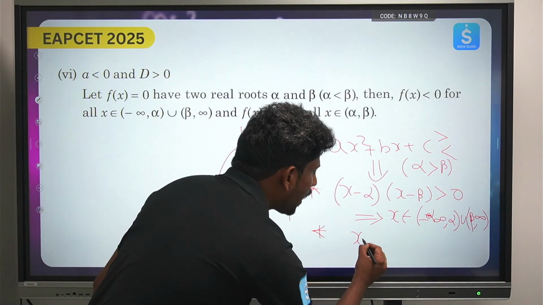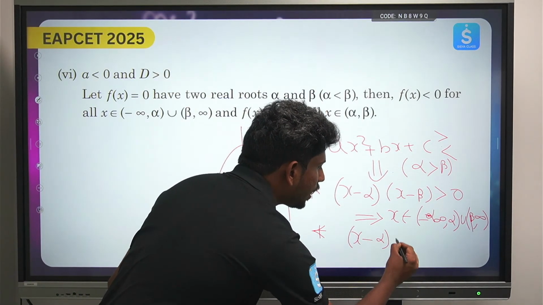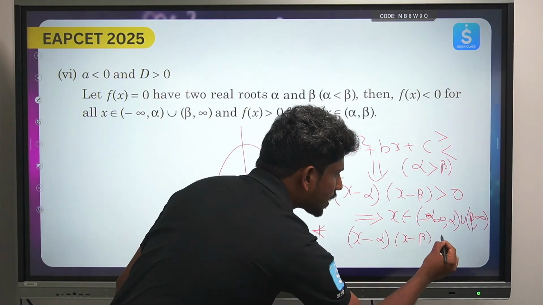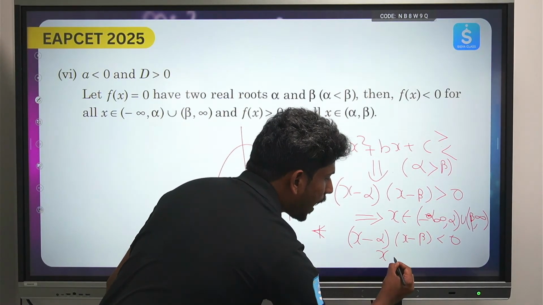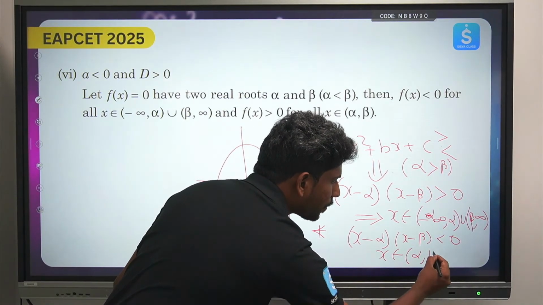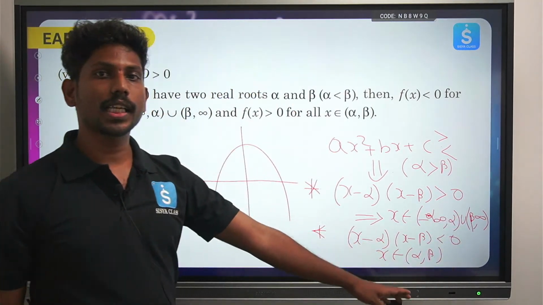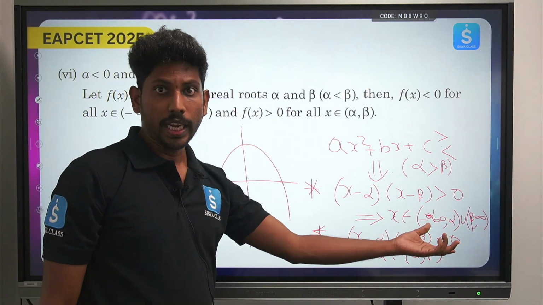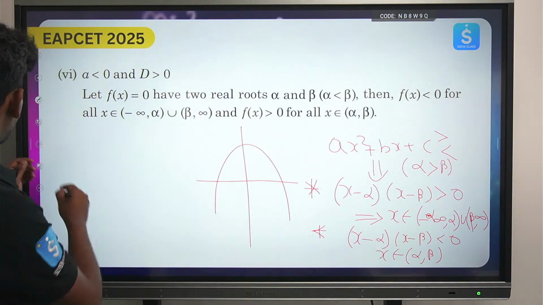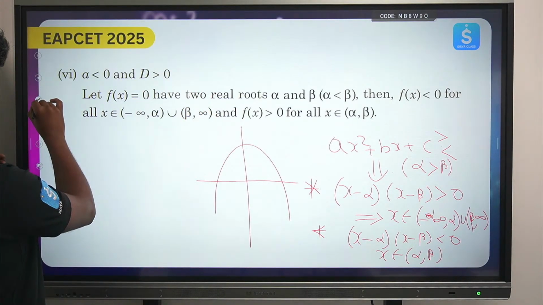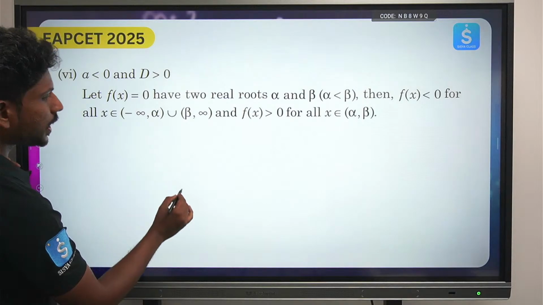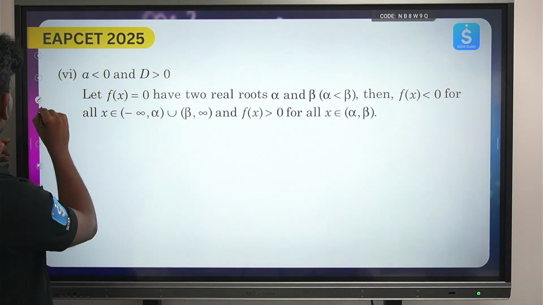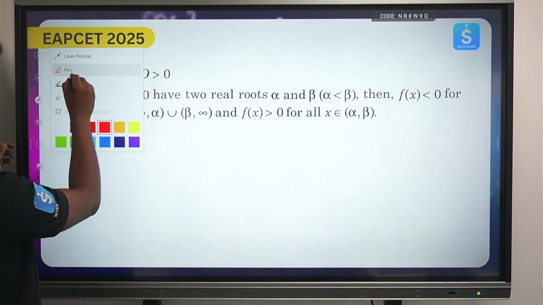Whenever we have x minus alpha into x minus beta is less than 0, that means x belongs to alpha comma beta. This actually you can visualize even using a graph also, okay. Using a graph also you can clearly explain why this is possible. I'm just trying to pull out the information using this, okay. Please see here.